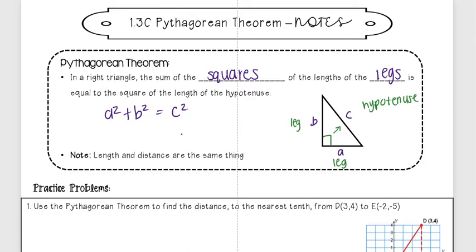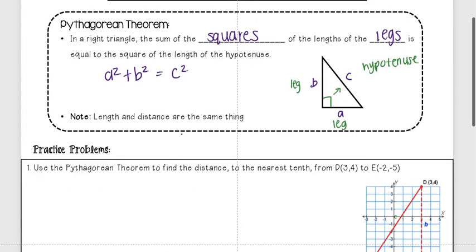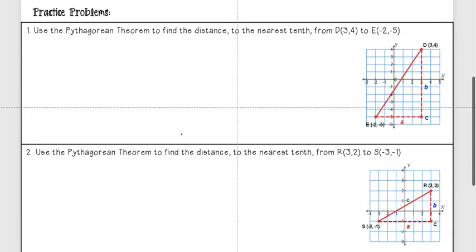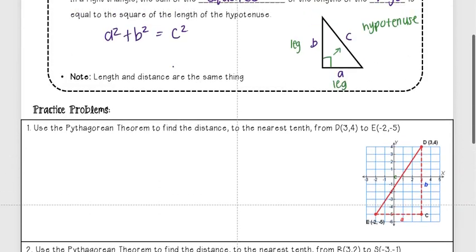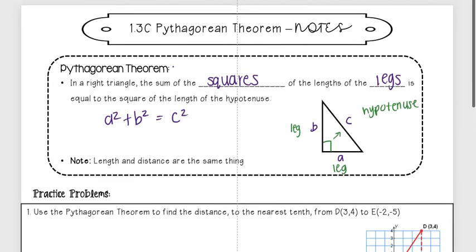So today we're going to be talking about using the Pythagorean theorem to find the length of a segment, or in other words, the distance. Because again, remember that length and distance are the same thing. So let's practice doing that. Here it says use the Pythagorean theorem to find the distance to the nearest tenth. So go ahead and you can think about that for a little bit as you move on to the next video where we'll do those problems.